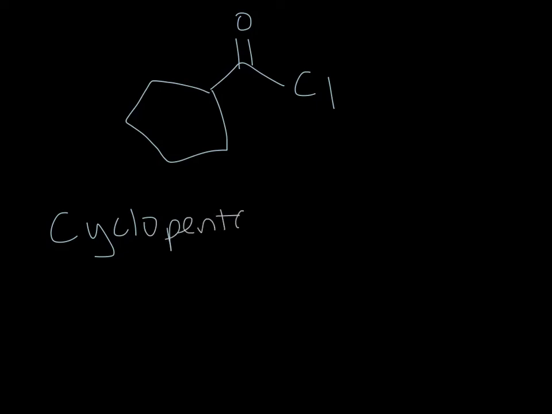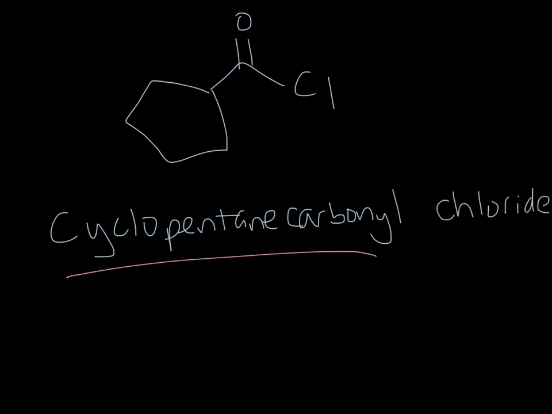Lastly, if I have a cyclic system with an acid chloride coming off of it, I put the entire name of the cycloalkyl group in front of carbonyl chloride. So this would be cyclopentane carbonyl and then space chloride. So for cyclic groups, you put the entire name of whatever the cyclic system is, followed directly by the word carbonyl. So that's one word there, cyclopentane carbonyl space chloride.